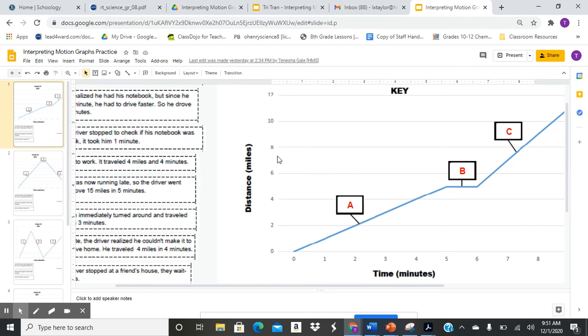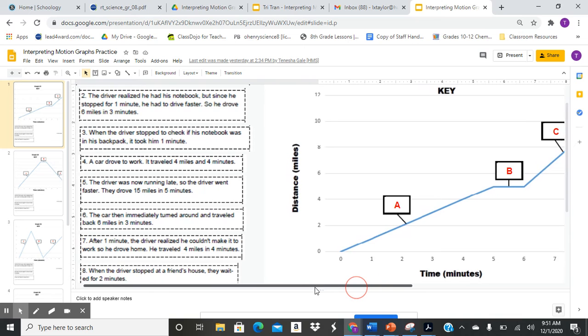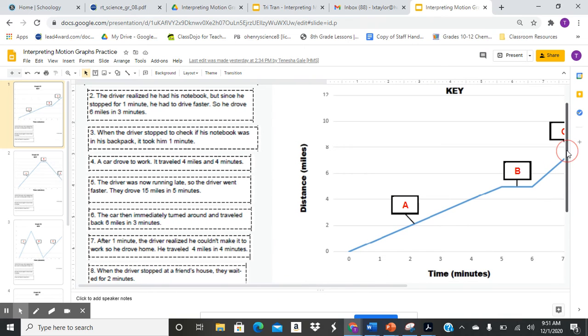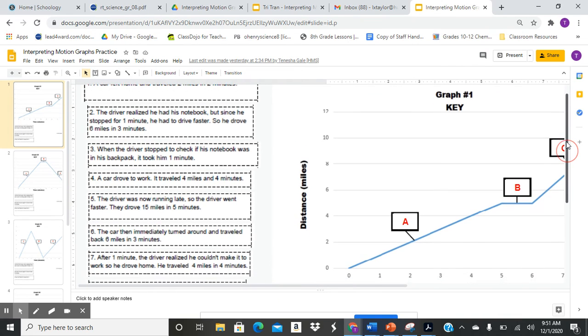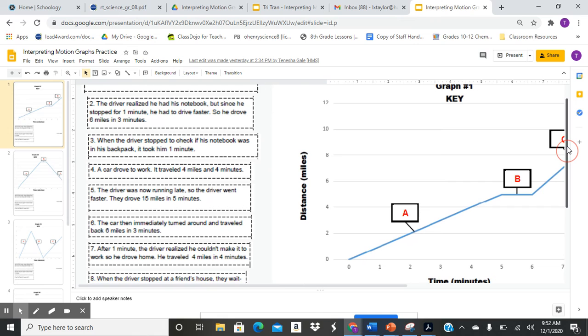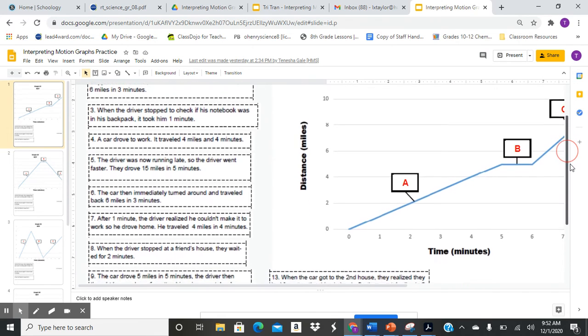So I'm looking for the description that tells me something about an object moving away from a starting point in 5 minutes. They move 5 miles away from the starting point in 5 minutes. Okay, so I'm looking for something like that. And if I look through my descriptions, which I have to carefully read to be able to correctly choose one.